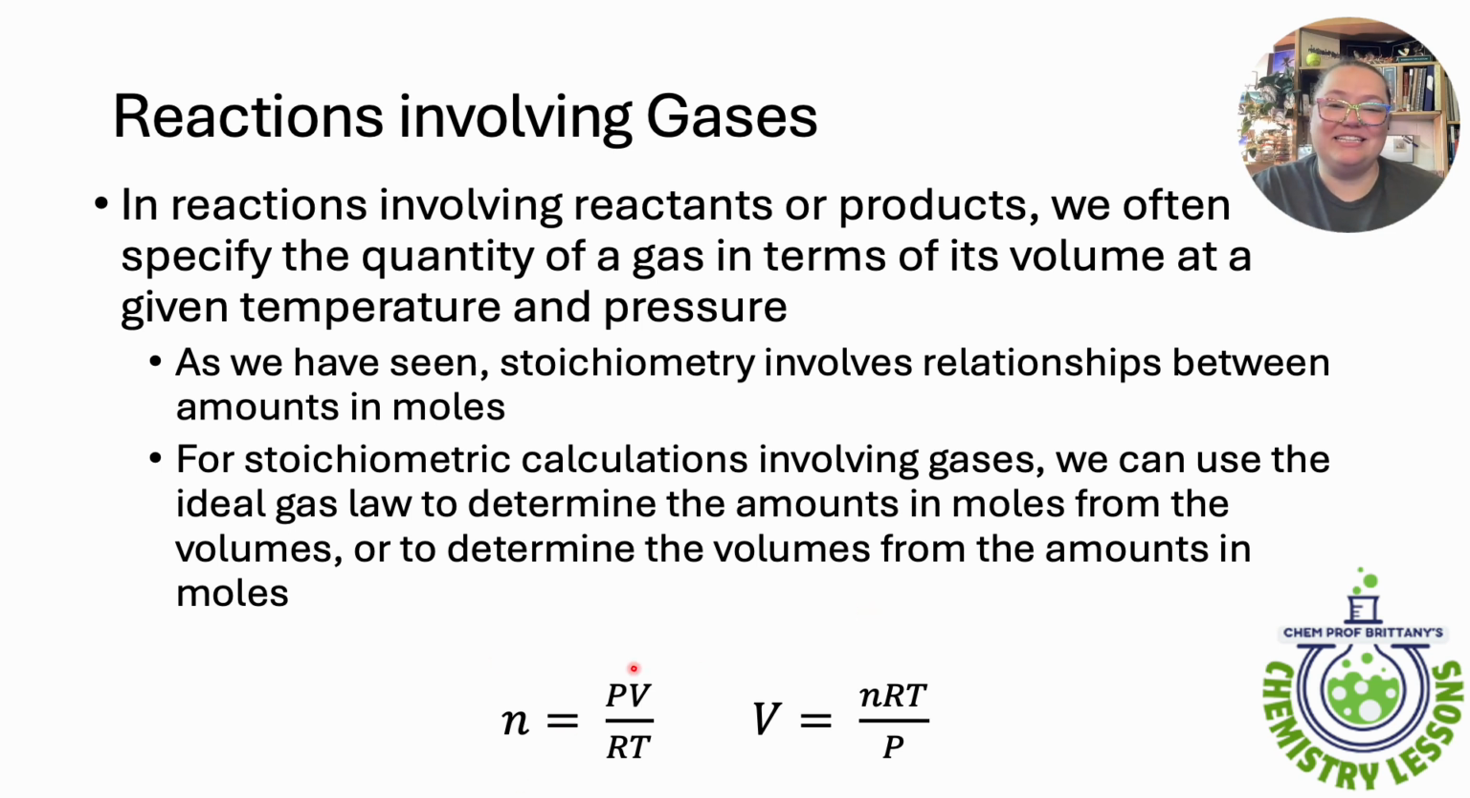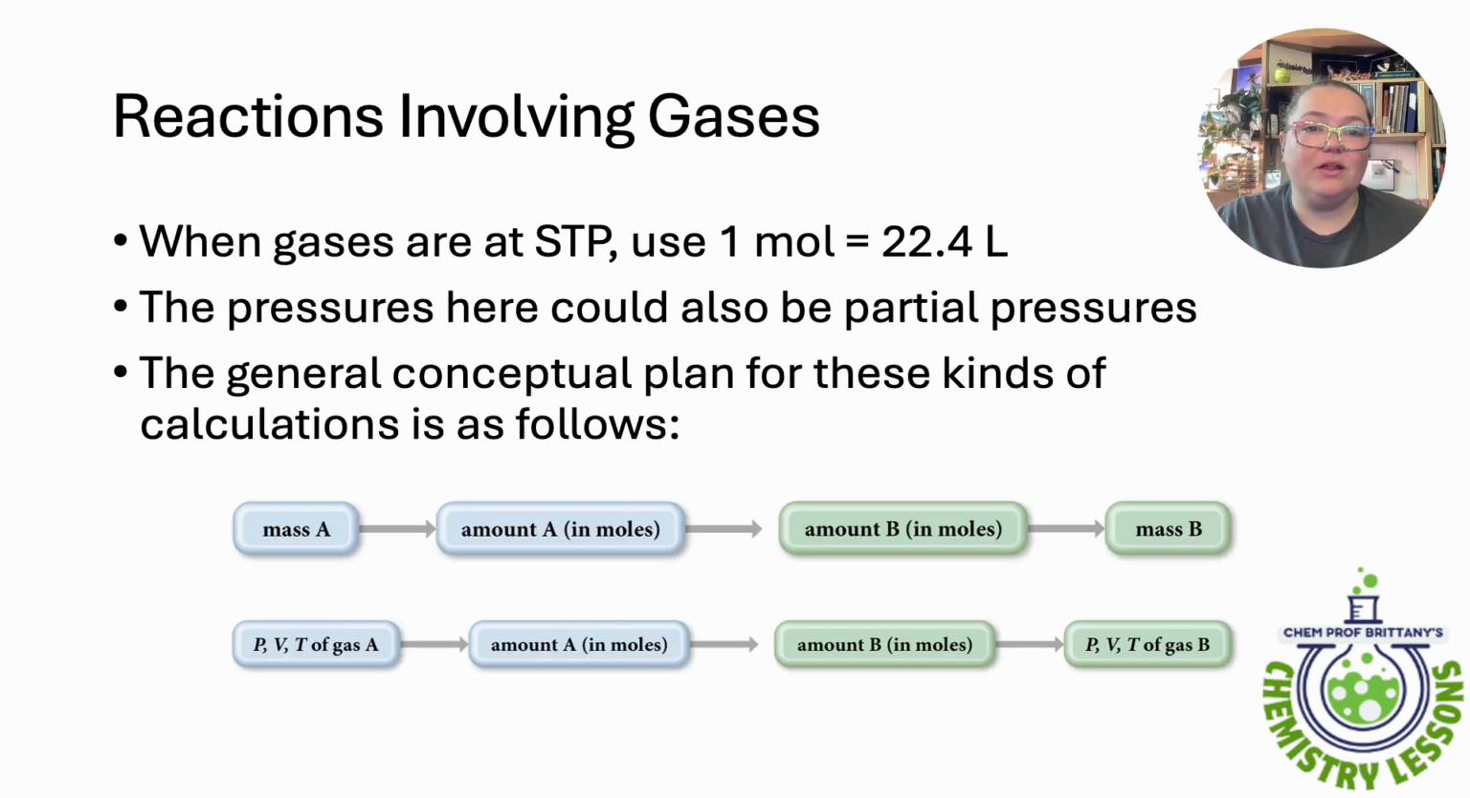We can bring it into this equation, rearrange for a number of moles, and solve. And then we can take that into our stoichiometry calculations. So, when gases are at standard temperature and pressure, we use the molar identity, 1 mole equals 22.4 liters. Our pressures could also be partial pressures.